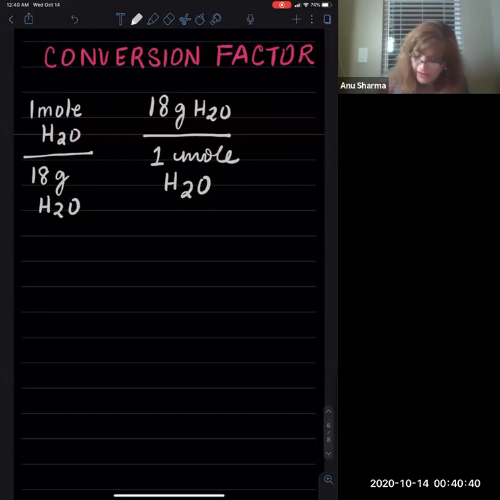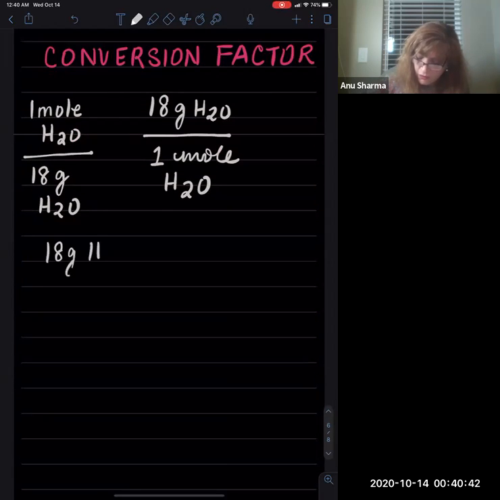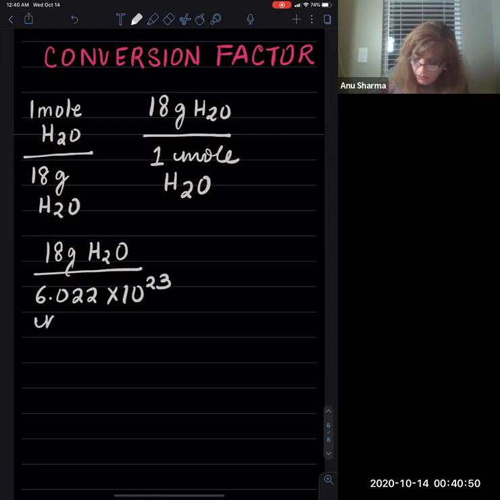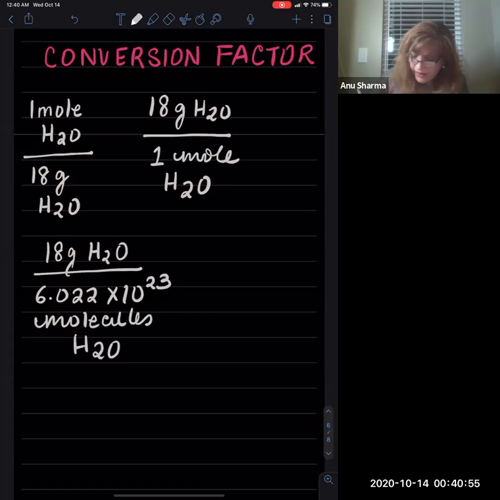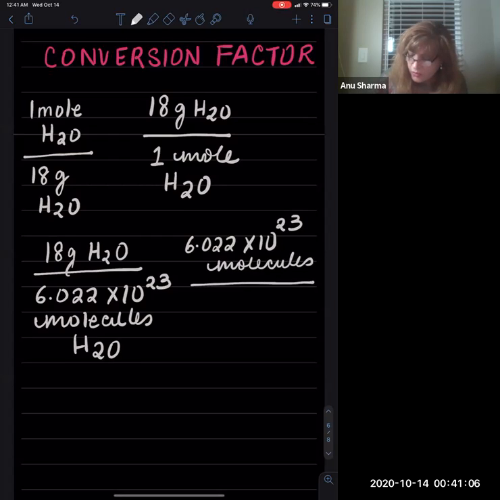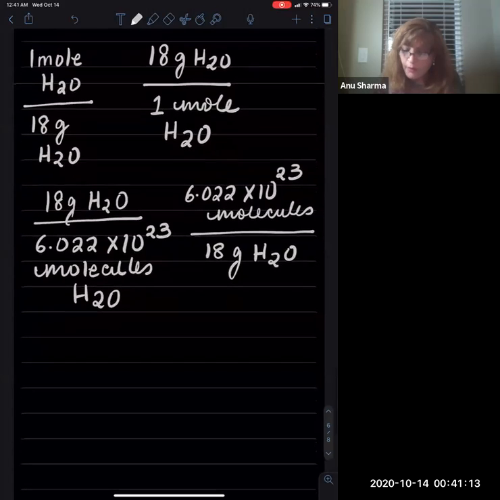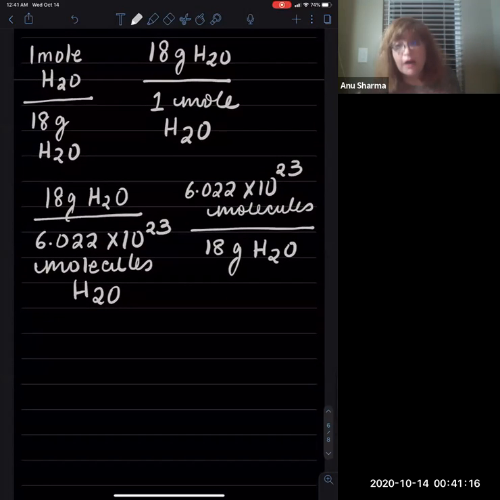Another conversion factor is 18 grams of water contains 6.022 times 10 to the power 23 molecules of water. And here 6.022 times 10 to the power 23 molecules of water are present in 18 grams of water. So this makes more sense to us, that when we are taking these weights, we should know how many molecules or how many atoms or how many particles we are dealing with.